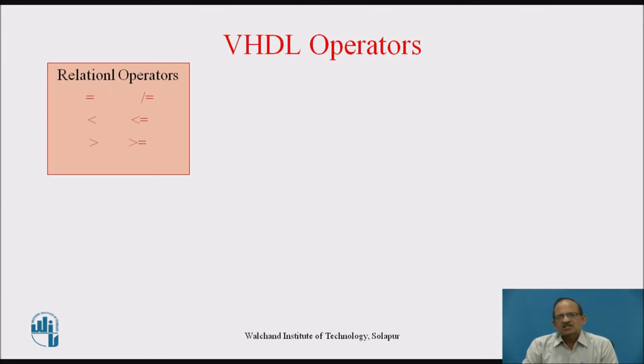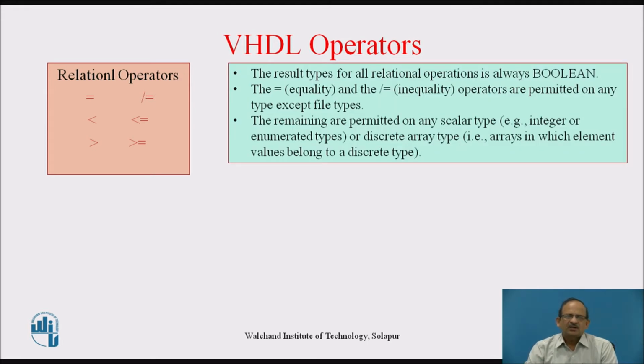Next class of operators is relational operators. You have 6 different operators in this class: equal to, not equal to, less than, less than or equal to, greater than and greater than or equal to. The result of the relational operators is always of type boolean. Now, the equality and inequality operators are permitted on any type except file, whereas the remaining operators are permitted only on scalar types, like integer or enumerated types, or discrete array types. For example, arrays in which element values belong to a discrete type.